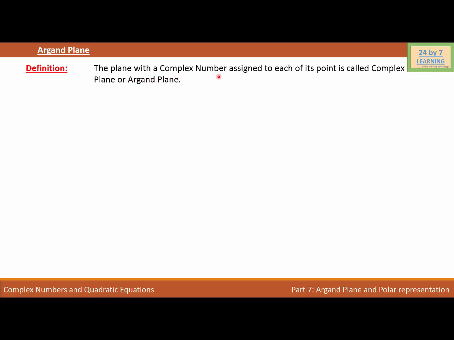The plane with a complex number assigned to each of its points is called the complex plane or Argand plane. In order to understand the Argand plane, I'm going to consider an example. Let us consider complex numbers such as z1 equals 3 plus 4i. I am representing the complex number z1 in terms of an ordered pair, which is basically (3, 4).